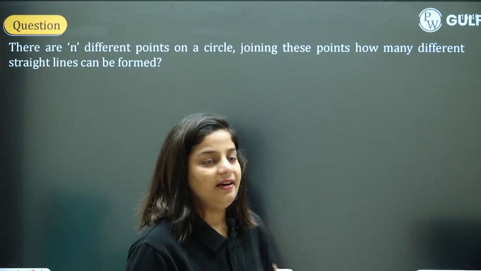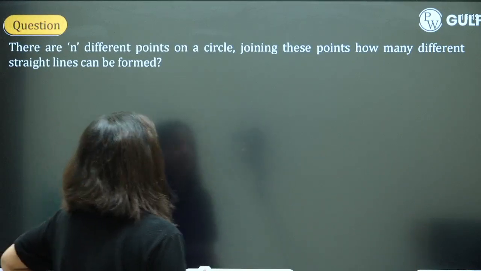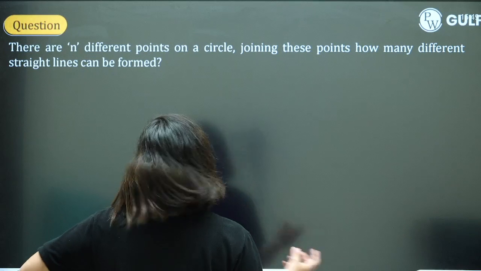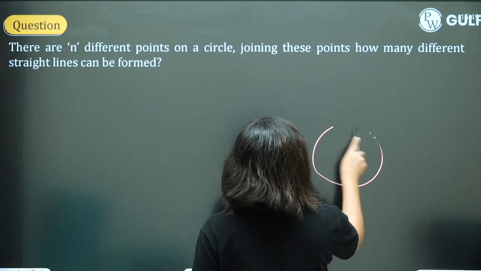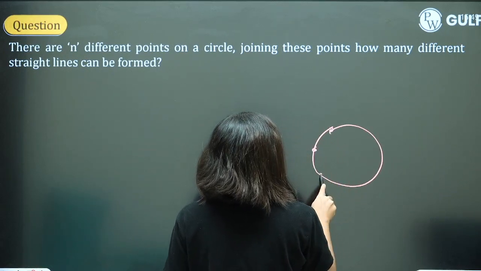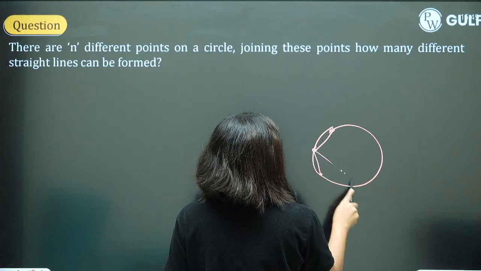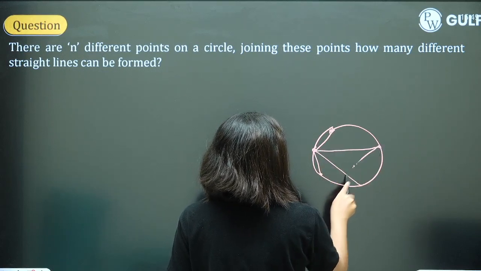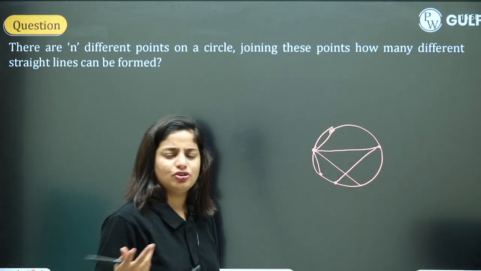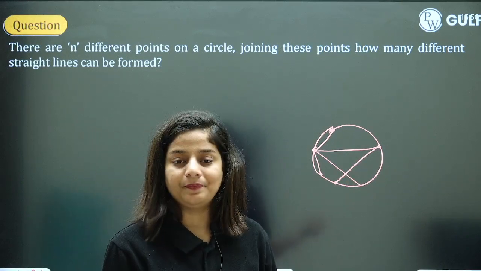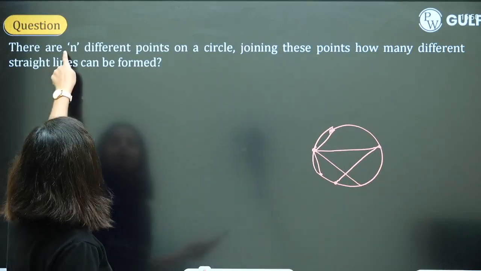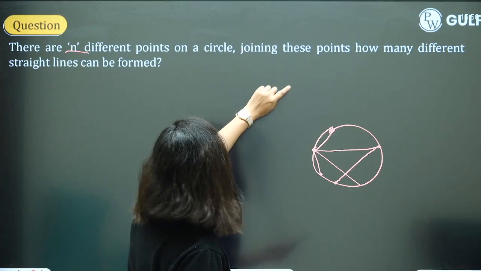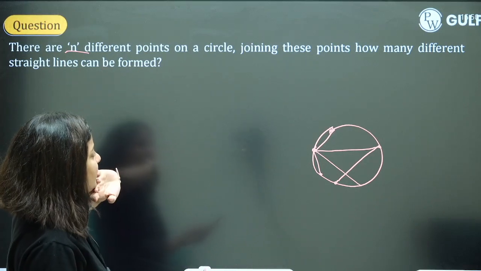Chaliye. There are n different points on a circle. Joining these points, how many straight lines can be formed? There are a certain number of points. Basically, join the points and form the chords. When you join any 2 points on a circle, you form a chord. N points are there, and you want to form straight lines, na?